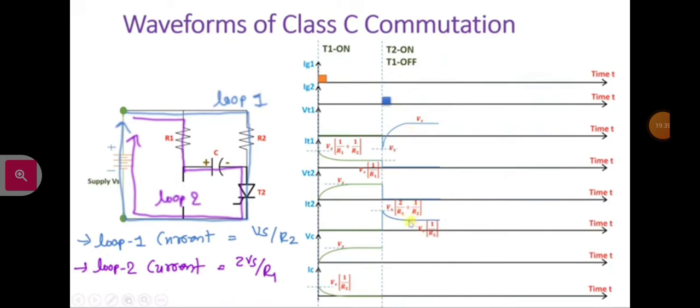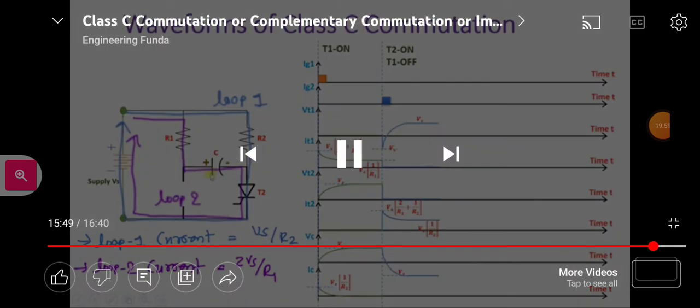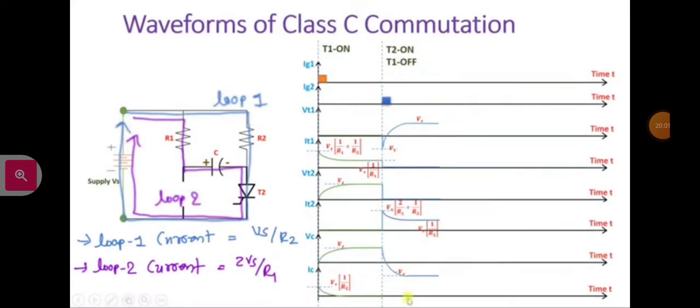and at the same instant you will be observing as it is decreasing to Vs by R2, voltage across capacitor will change to minus Vs, right? So you can see plus Vs to minus Vs, voltage across capacitor is getting changed, and at the same time current in capacitor is flowing till voltage across capacitor reaches minus Vs. So till this instant only current will be there. Initially it will be maximum and it will decrease gradually. Initially it will be minus 2Vs by R1 and it will decrease to 0, you can see.